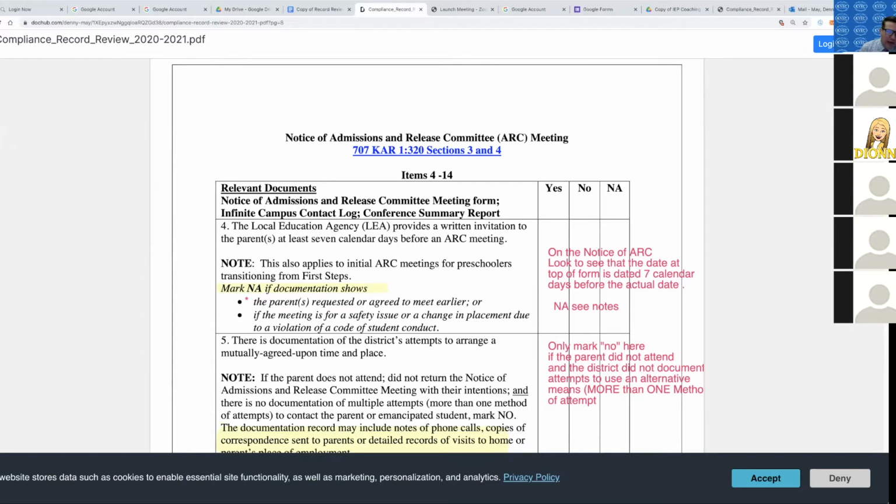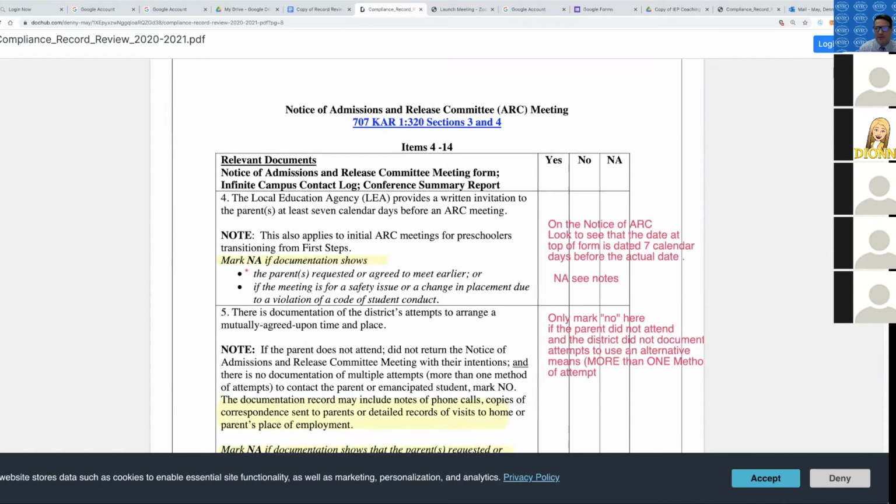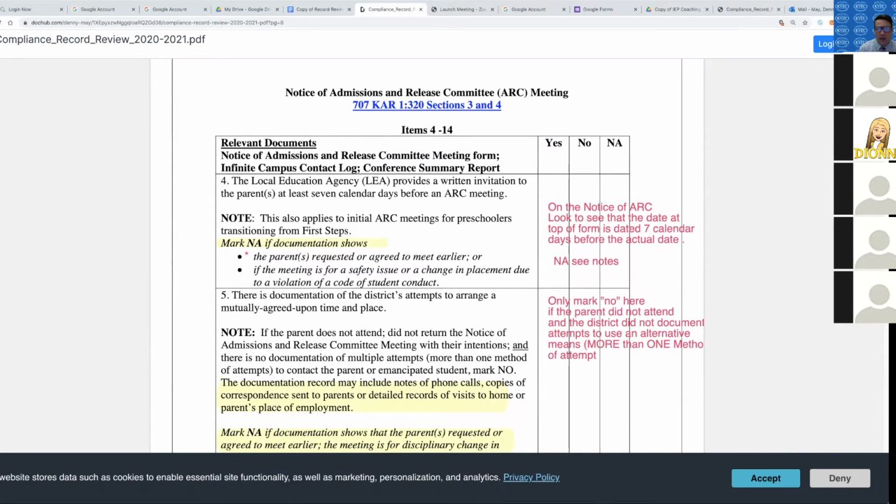There's also an Infinite Campus contact log. This is a log that's intended to keep record of your contacts with your parents, and then also the conference summary. So we'll be looking at those things and comparing and contrasting what is actually there, what needs to be there, and hopefully you'll see some of the things that maybe you might need to just kind of shore up within your folder. And maybe not. Maybe you might have it all correct.